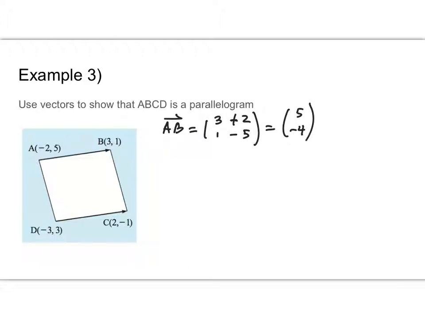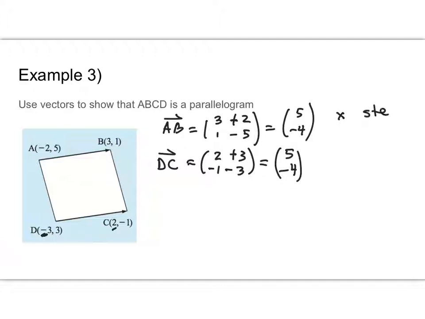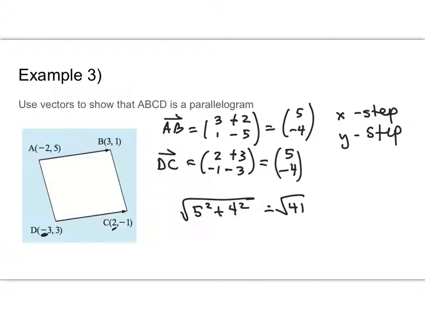If I look at vector D to C, then it's 2, negative 1, plus 3 because it's negative 3 here, and minus 3, which gives me the vector 5, negative 4. So I have two equal vectors. That means that side A to B and D to C are parallel to each other because they have both the same x step and y step. So they're parallel, and they also have the same distance. So they're the same length.